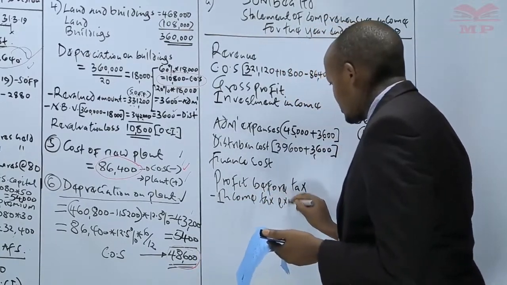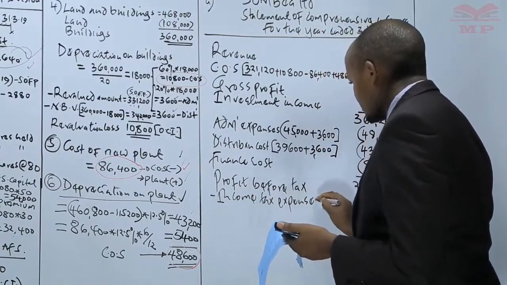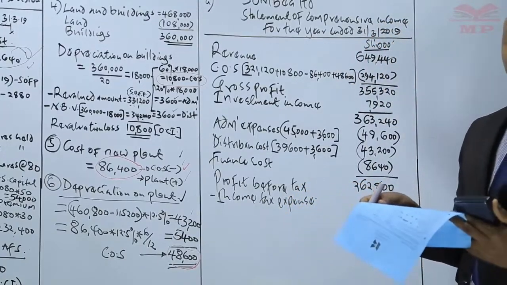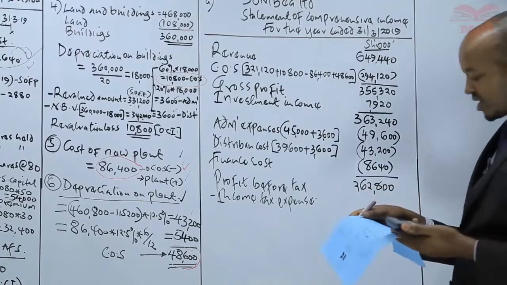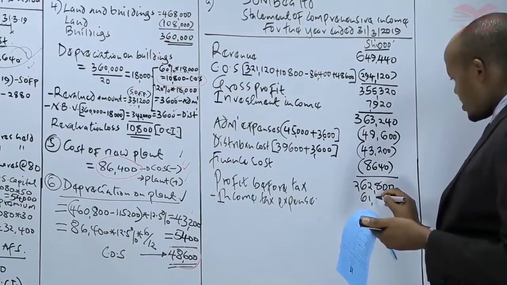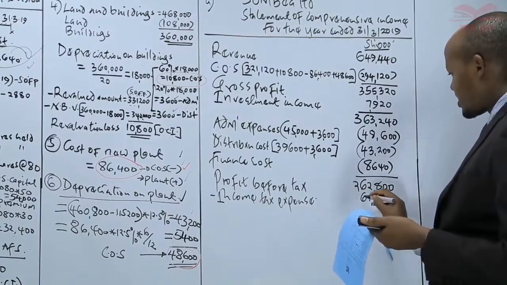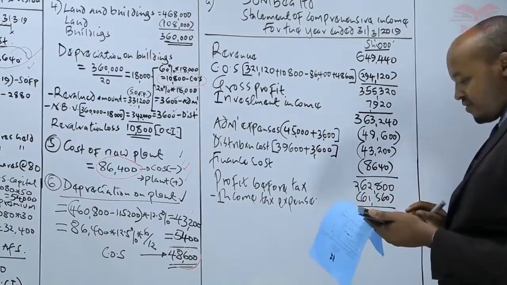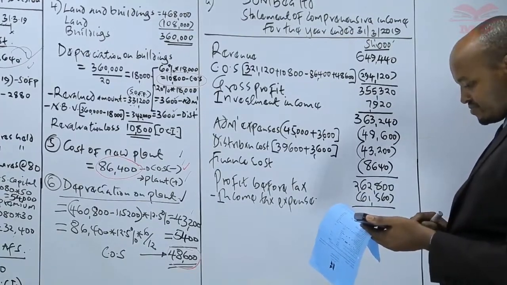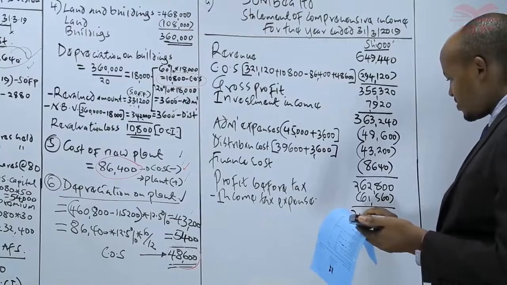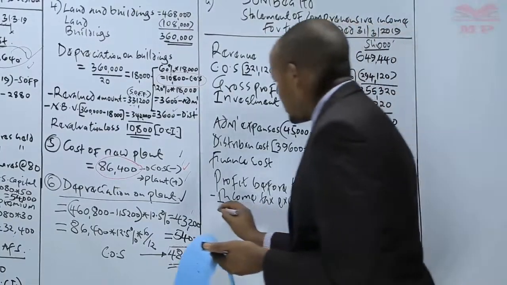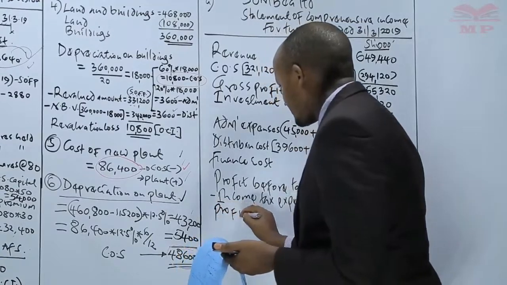Now, to this, we are supposed to less the income tax expense. And the income tax expense which you are going to less here is what you are given in note 2. In note 2 we are told that this company was to make a provision of 61,560. So that is what should be deducted now from our profit before tax. So we less 61,560, and that will give us 201,240. 201,240 is the profit for the year.